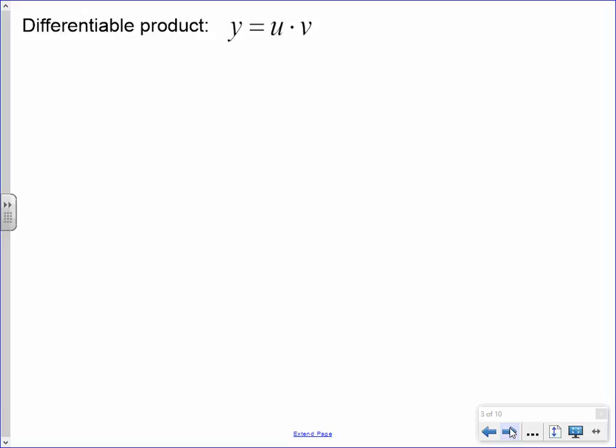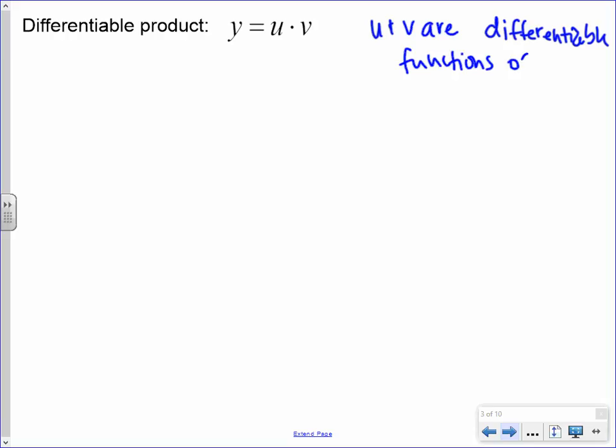So, let's talk about this differentiable product right here. We're basically going to come up with the rule for integration by parts. So, u and v are differentiable functions of x. When we take the derivative of this entire equation, what's the derivative of y with respect to x? When we take the derivative of u times v, it's u prime times v plus v prime times u. So I'm going to write it du/dx v plus dv/dx u.